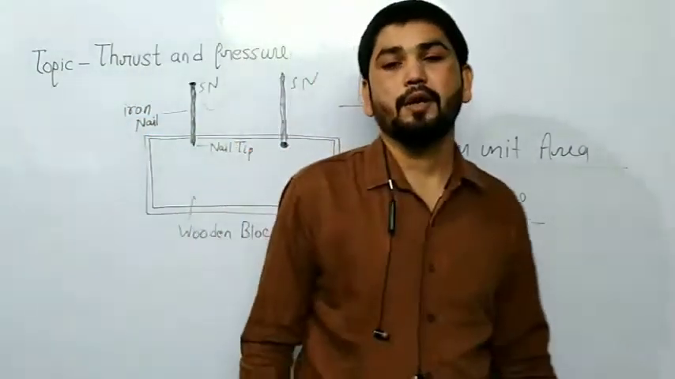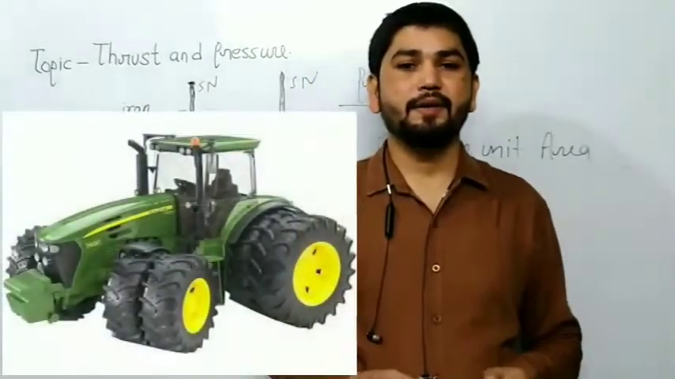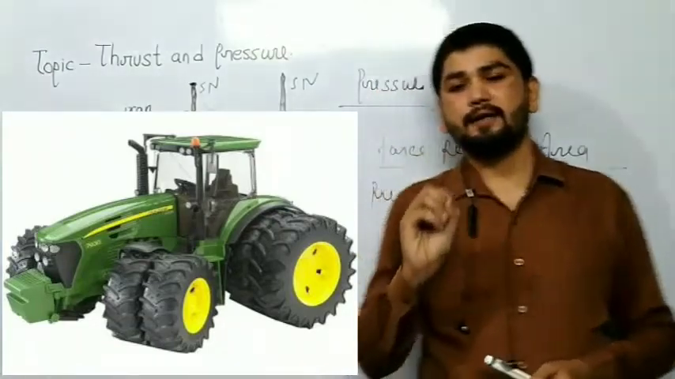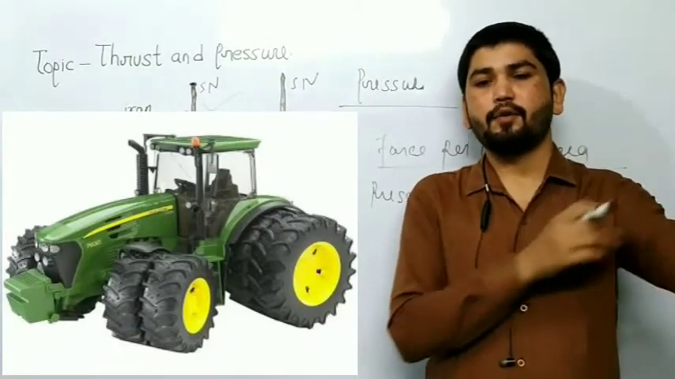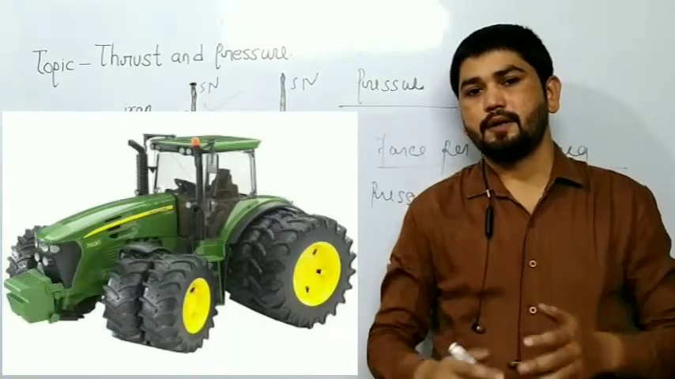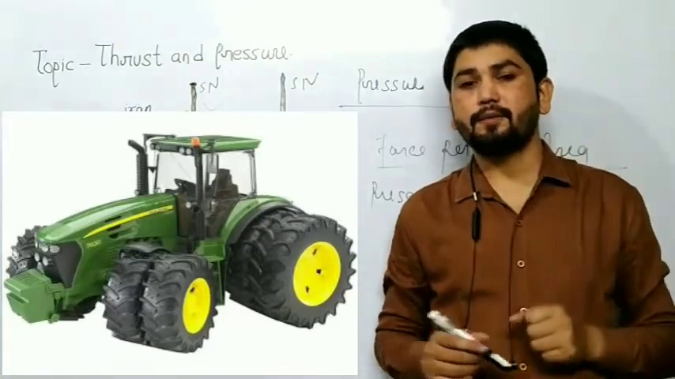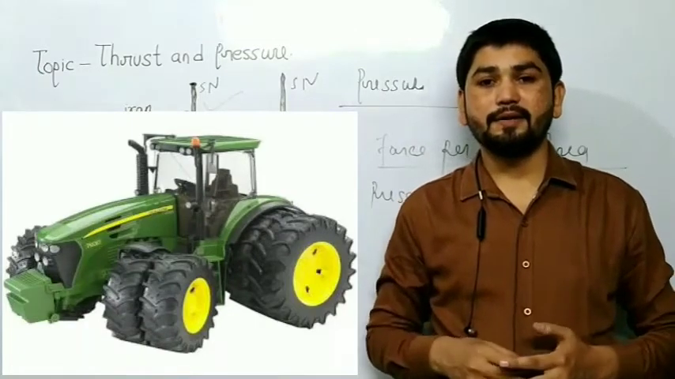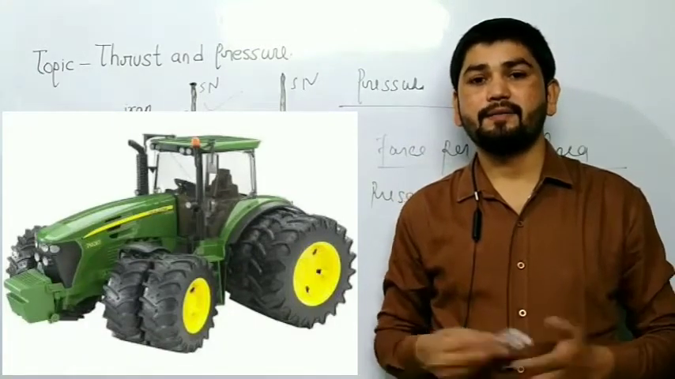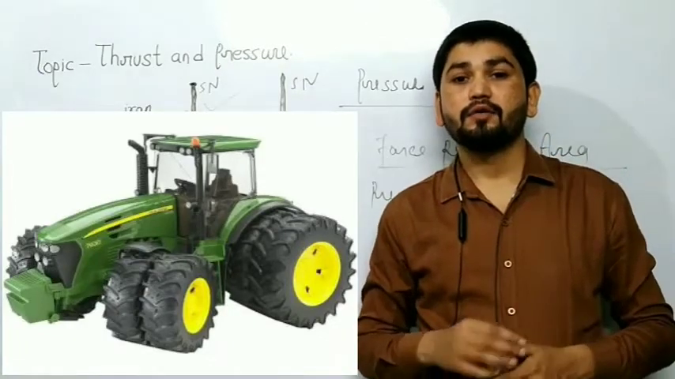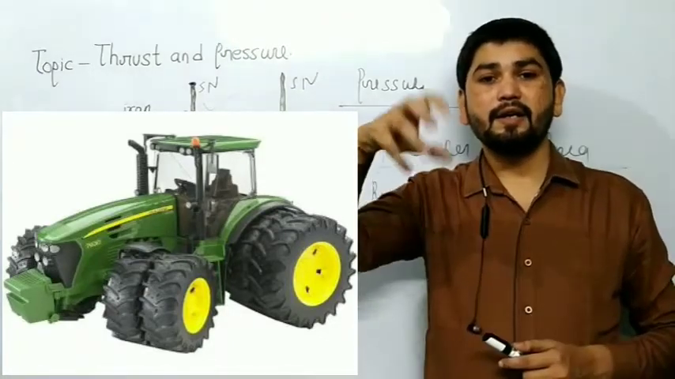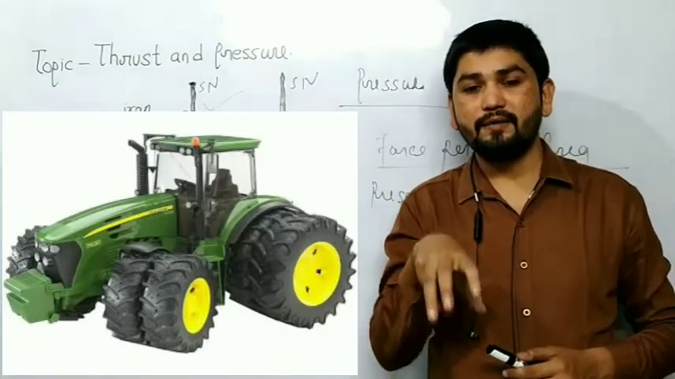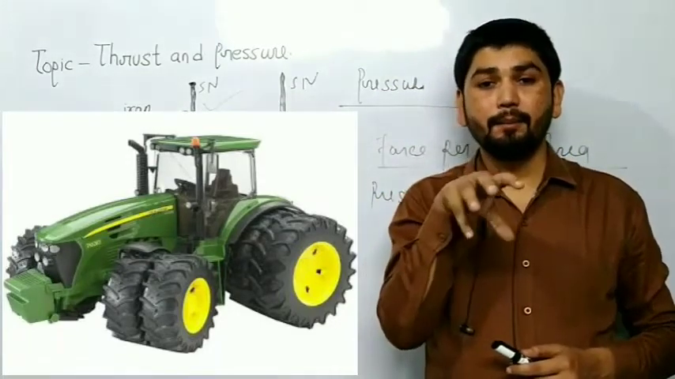Now one more example. Everyone has seen tractors. Have you seen the tires of tractors? They are broad, so much area is covered. Why? Because a tractor works in the field, and sometimes the fields are wet and muddy. If the area were less, the tractor may get embedded in the muddy field.